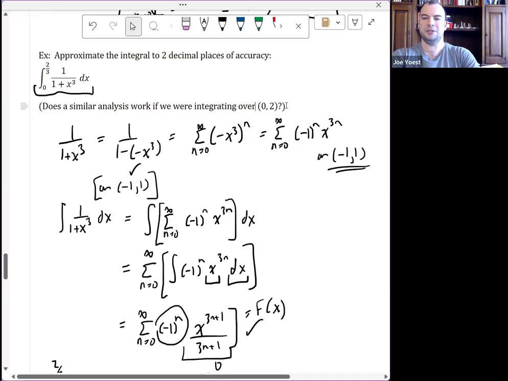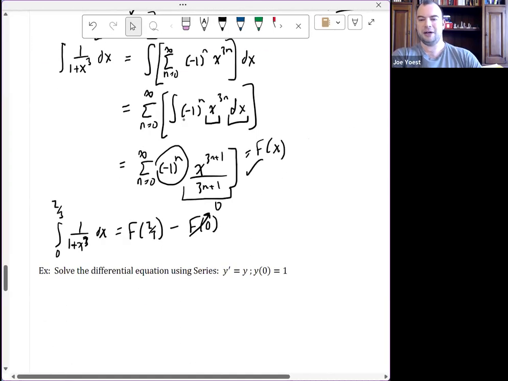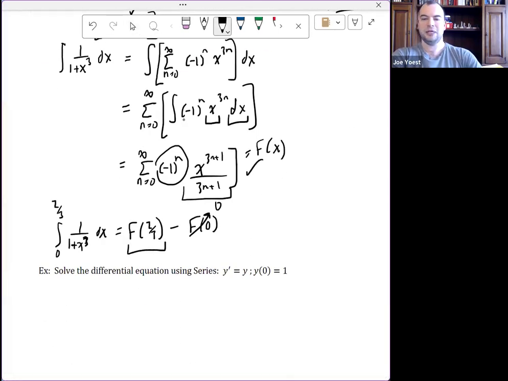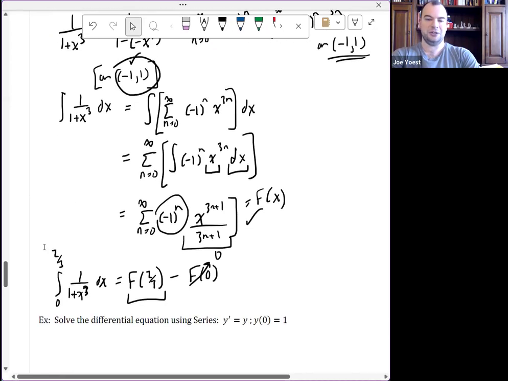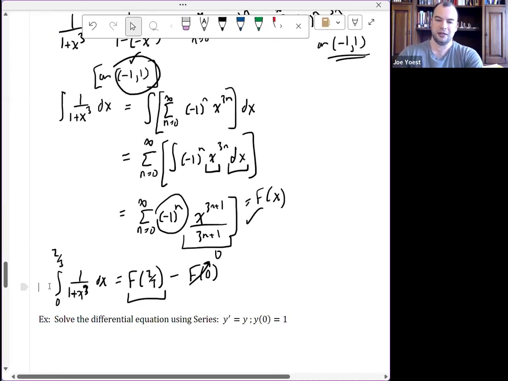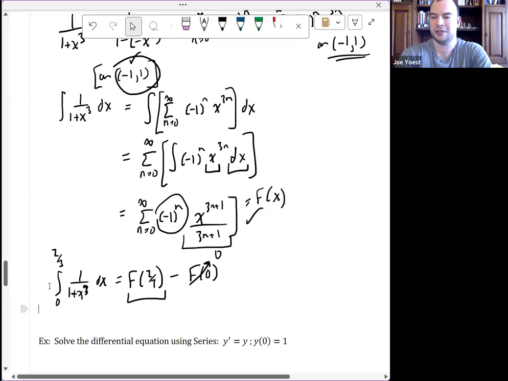Would it work if we're integrating over 0 to 2? No, because we would have to do big F at 2 and that is not in the interval negative 1 to 1. But because 0 to 2/3 stays within that interval, we're fine with doing this.